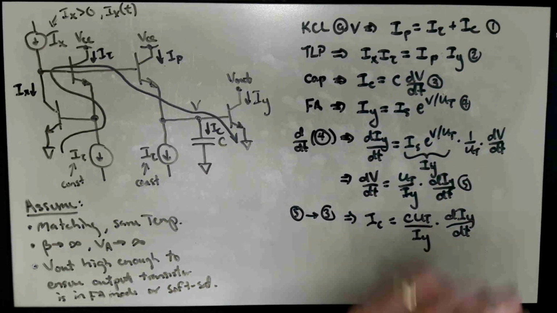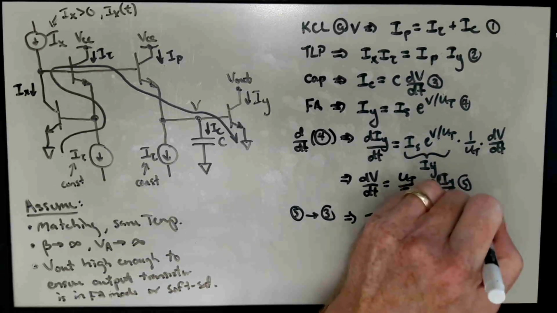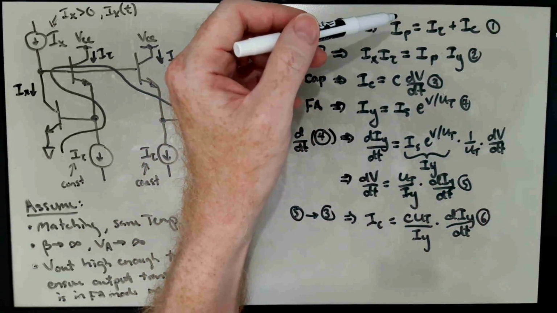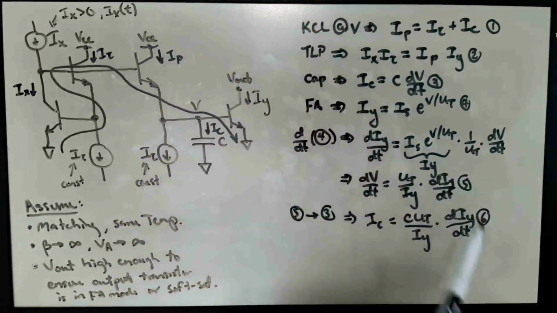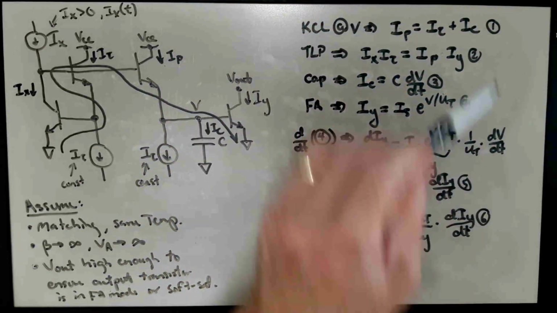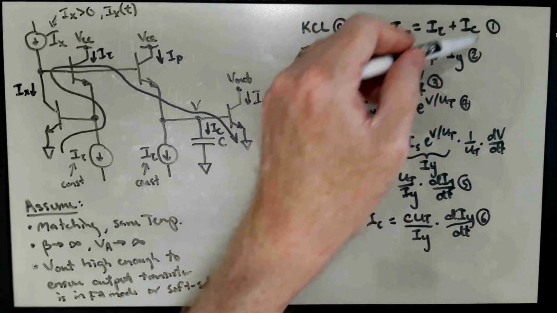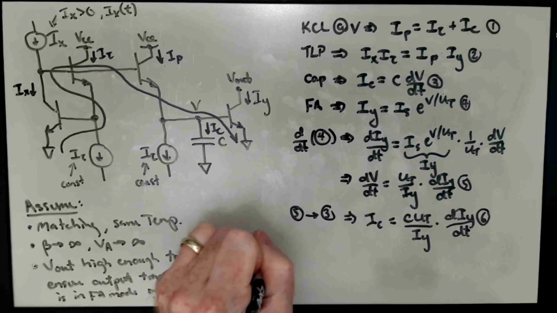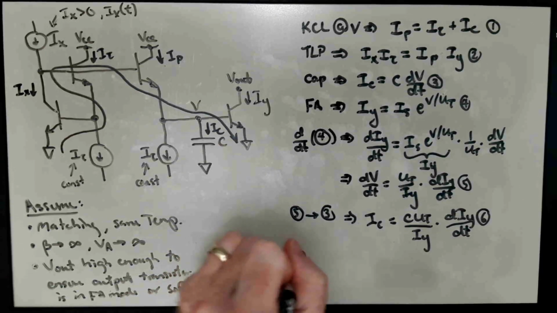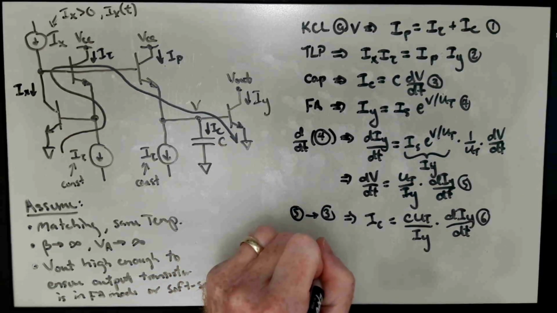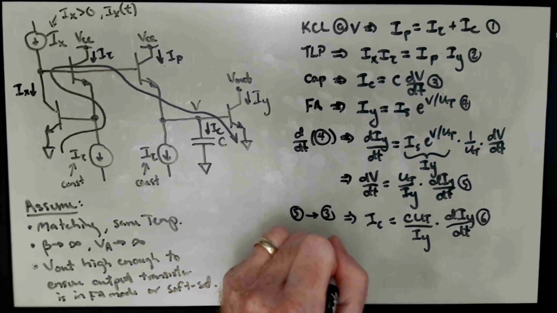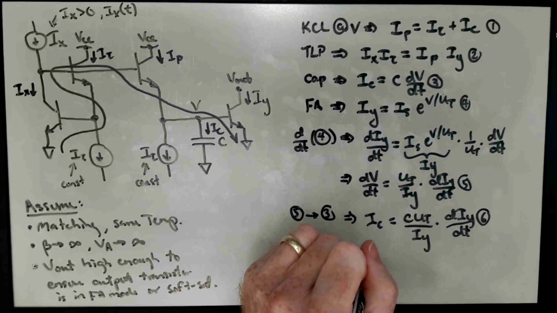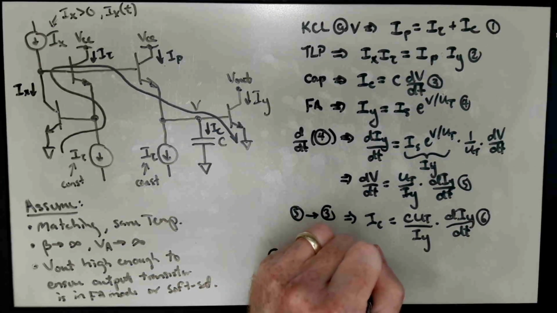Okay, so we'll call this equation 6. And now we can substitute equation 6 into equation 1, and equation 1 into equation 2. So 6 into 1, and that into 2 gives us, on the left-hand side, we have Ix, I tau.